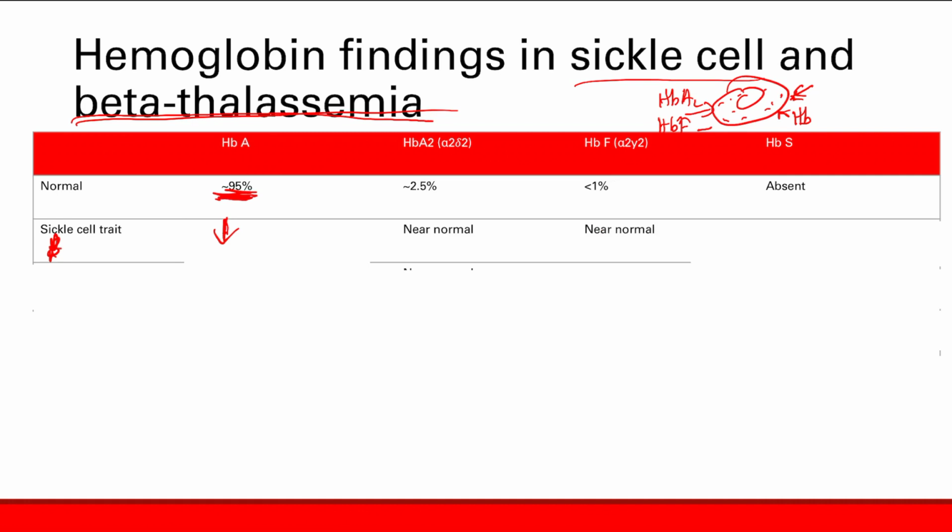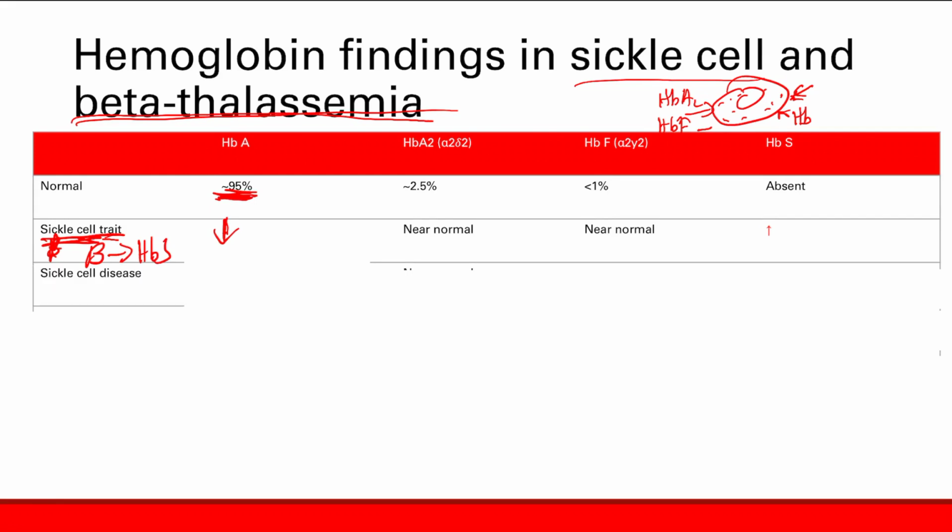And then hemoglobin S, what's going to happen? Are you going to have hemoglobin S or not? You're going to have a little bit of hemoglobin S. This is because of that mutated gene, which is the mutated beta gene, you are still going to get a little bit of hemoglobin S. You're just not going to get too much, so it's a little bit elevated.